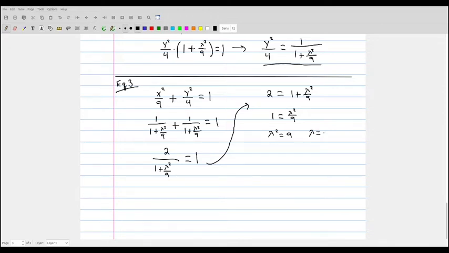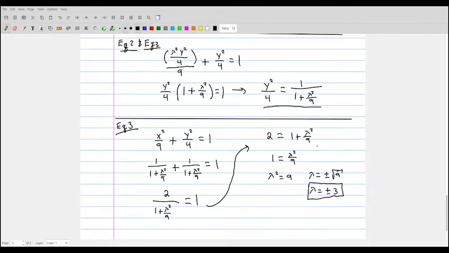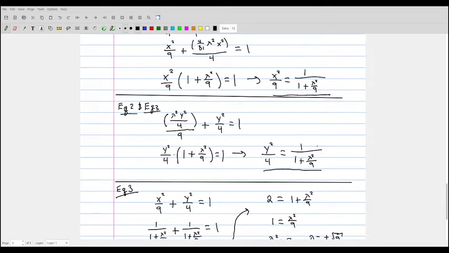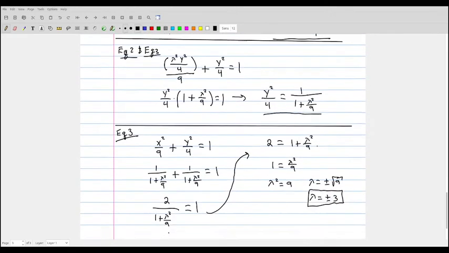So lambda is equal to plus or minus the square root of 9, which means that lambda is equal to plus or minus 3. So the two Lagrange multipliers that work for this problem are plus and minus 3. Not only that, now that we have our two possible values of lambda, we can actually go through and use this in our previous two equations.